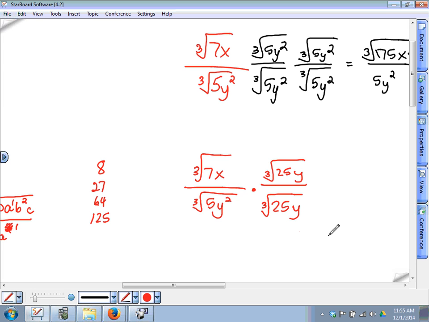And all you need is one cube root. Now you don't have to multiply it 3 times. You just need to really multiply it by the missing pieces it needs to be a perfect cube. It needed a 25 and it needed a y.